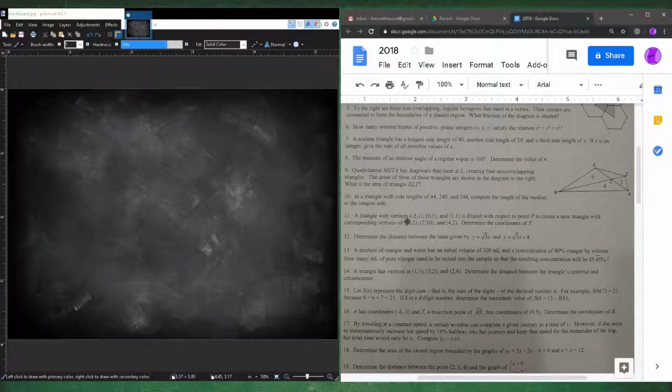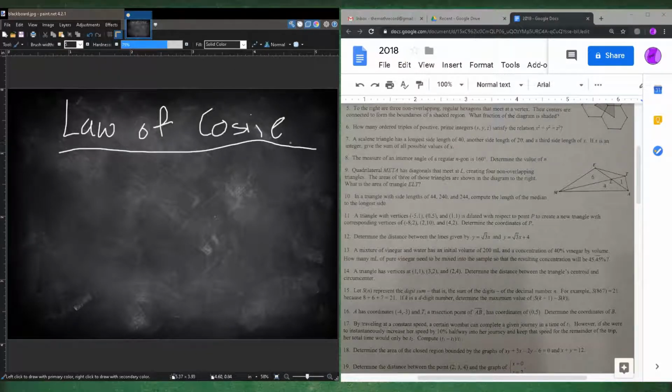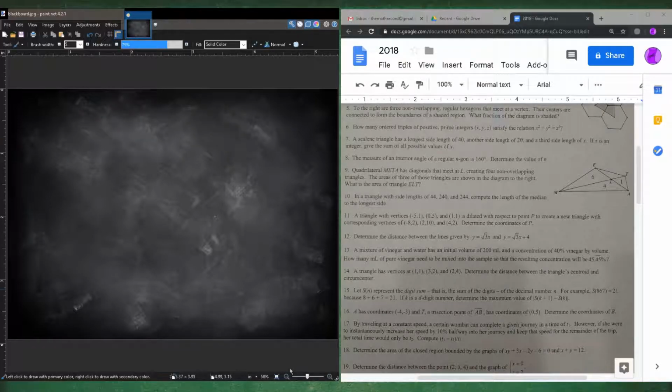Number 10. In a triangle with side lengths 44, 240, and 244, compute the length of the median to the longest side. Okay, there are 2 methods that you could use. The first is really well known, which is the law of cosines. As I said, geometry is a lot of memorizing formulas, which is basically the law of cosines and the law of sines. Just know your trig, because geometry has to do with anything related to shapes, which also includes trig ideas.